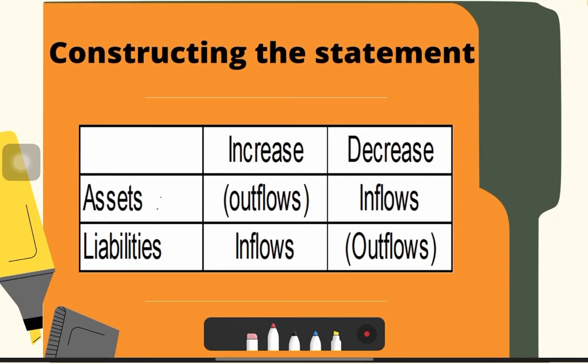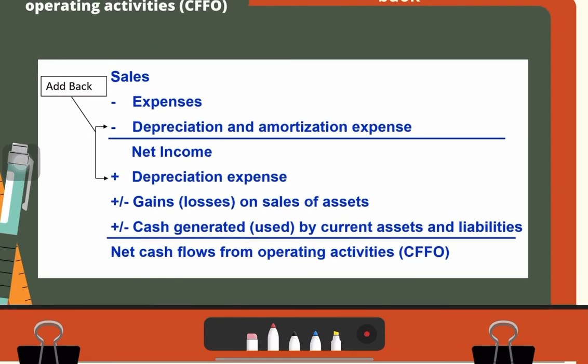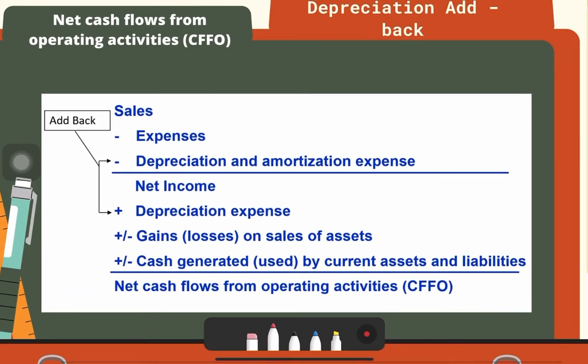To construct the CFFO, you have to bear in mind that any increase in assets is considered an outflow. Any increase in liabilities we consider an inflow. Any decrease in assets we consider an inflow. Any decrease in liabilities we consider an outflow. Okay, so this is the net cash flow from operating activities.